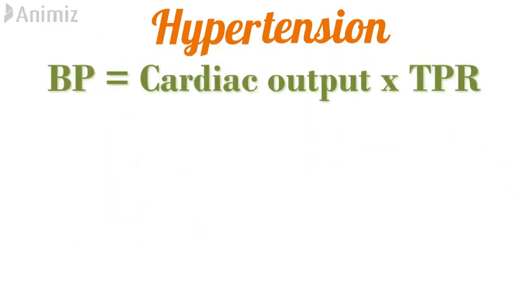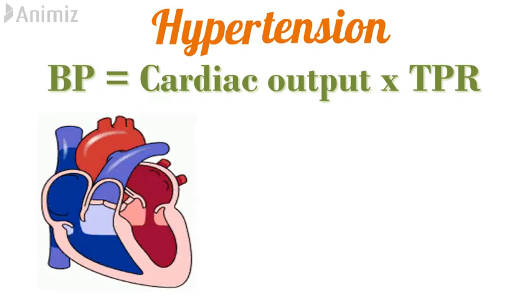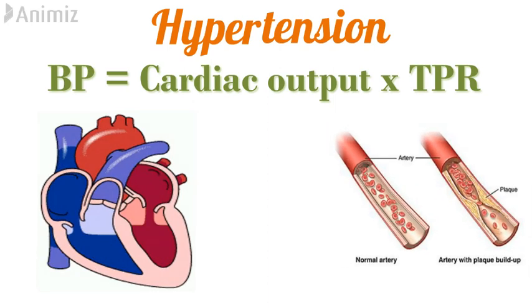The blood pressure is a result of cardiac output into TPR, which is the total peripheral resistance. Cardiac output is the amount of blood which is pumped by the heart, and the TPR is the resistance which is offered by the blood vessels of the body. During hypertension, the blood pressure of the body is increased. That means either the cardiac output is increased or the total peripheral resistance is high.